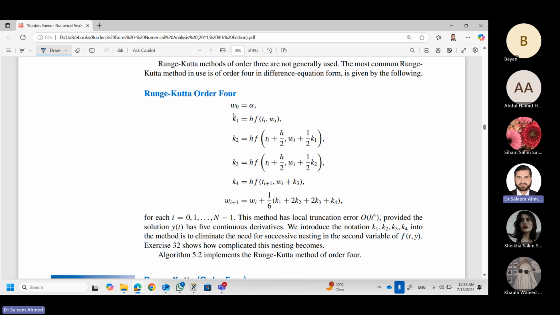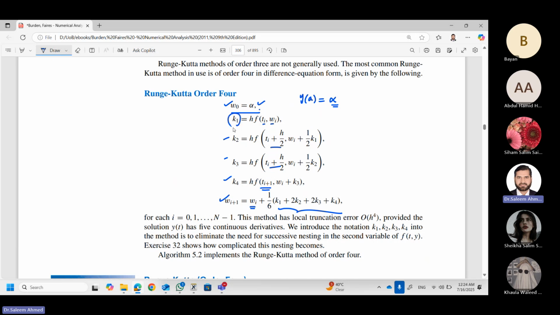All you have to know, this is the initial condition. Y at A will be given, alpha. So from here you are starting. This is your starting point W naught. And from W naught, you have to go to the next one, W1. For W1, you have W naught, which is given, and you have to calculate all these 4. You are calculating the function value at the initial point, then a half step above, not the full step. K2 and K3 have half the step, and K4 has the full step, the next one.